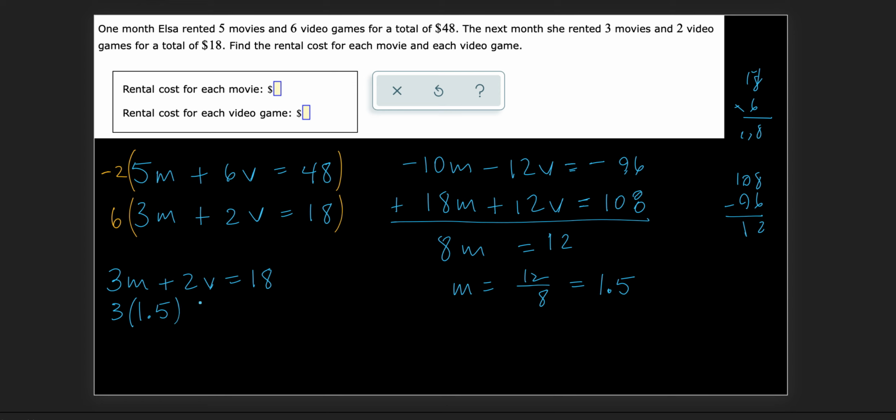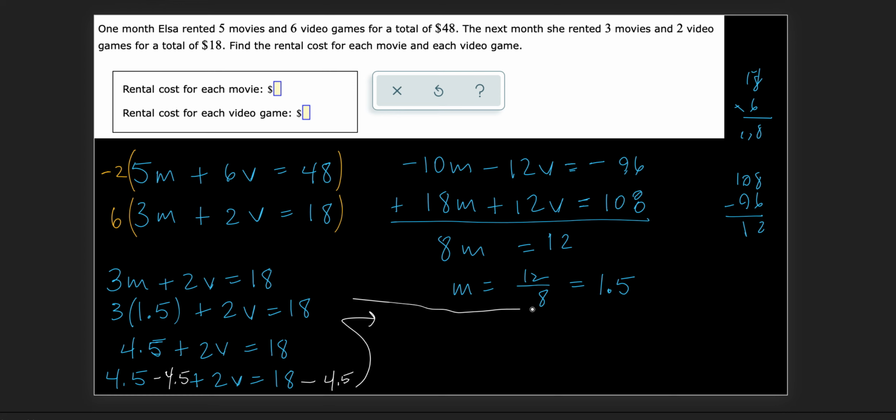So 3 times 1.5 plus 2v equals 18. And so 3 times 1.5 is 4.5. So you have 4.5 plus 2v equals 18. Now I need like terms together on the same side of the equal sign so that I can combine them. That means this 4.5 needs to go by the 18, so I need to move that 4.5 over from the left side to the right side. And of course I will subtract 4.5 in order to make that happen. And I have to do it to both sides.